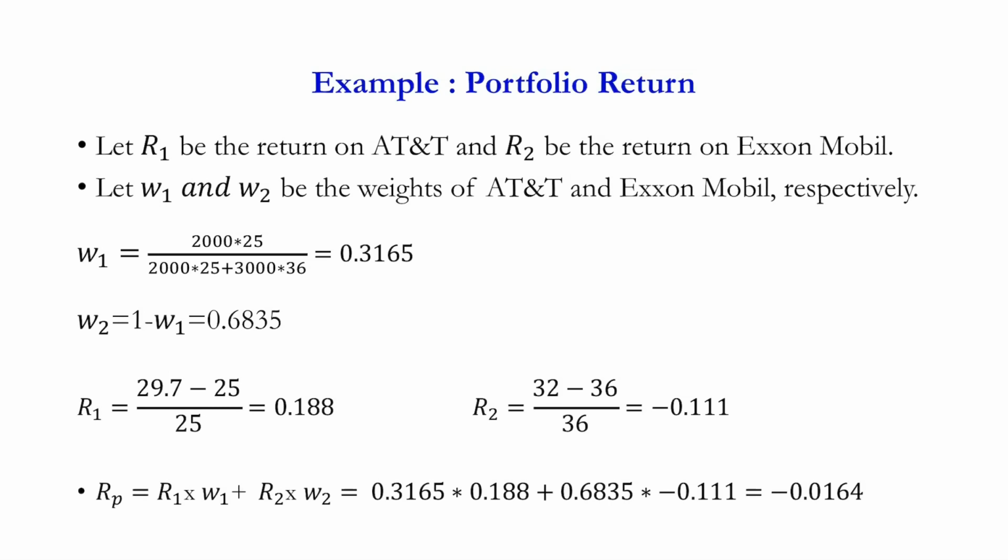So the return on ExxonMobil is minus 11.1%. And by using the portfolio return formula, the portfolio return is the weighted average return of AT&T and ExxonMobil. Once we calculate these, we get negative 0.64% as the portfolio return.